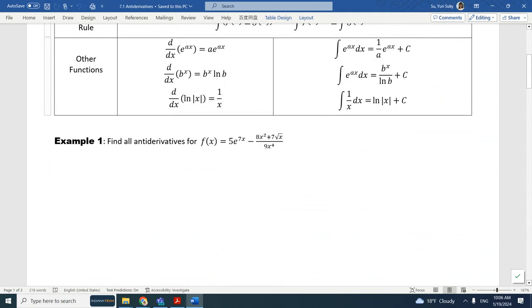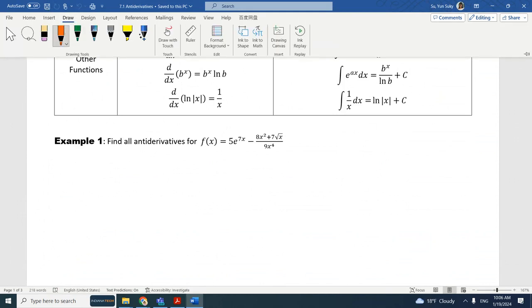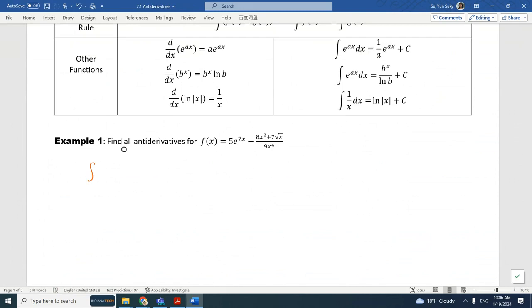Example 1. Find all the antiderivatives for f of x. The antiderivative has a notation. You have the integral sign, the f of x, the integrand, and you also have dx. So the notation has 3 parts: the integral sign, the function, and the dx. Don't miss any of them, because sometimes students forget about the dx.